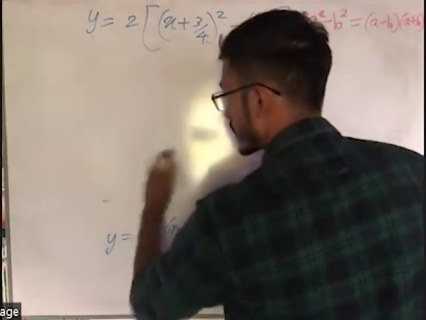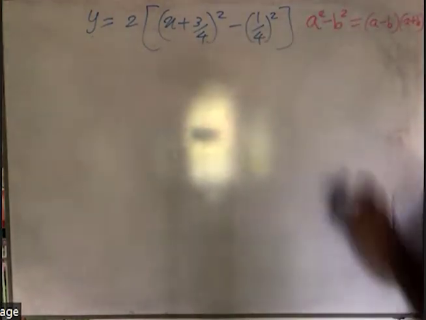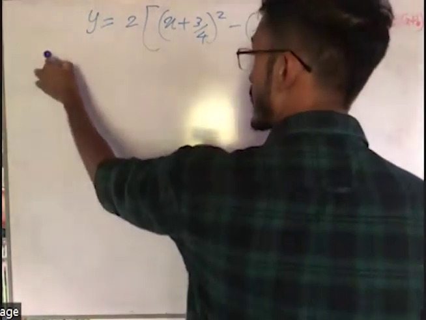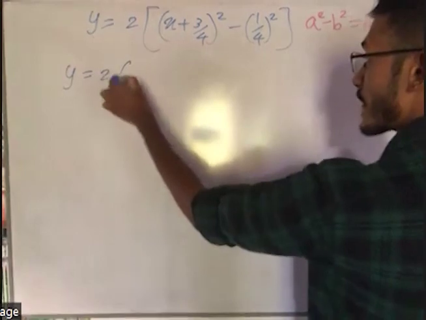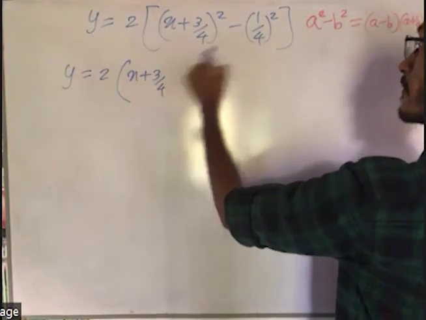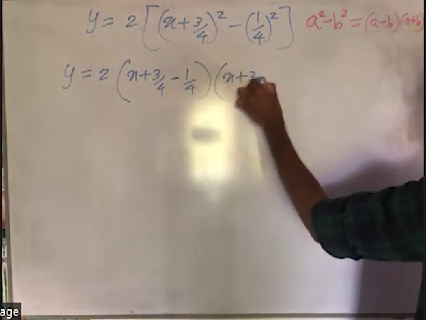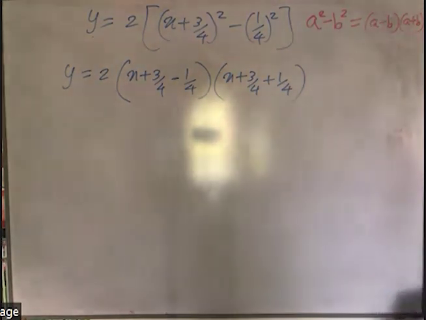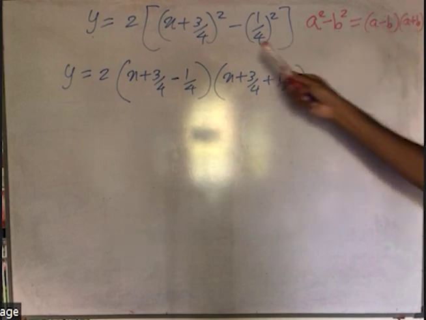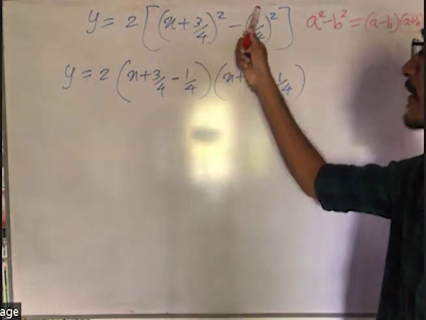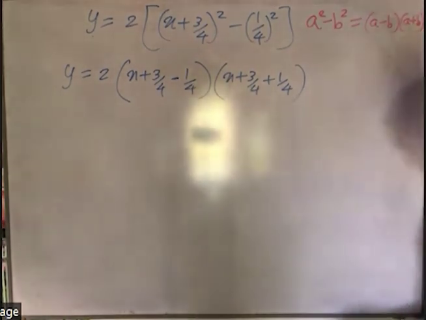Now we can factorize this using this method. So y equal to 2 times first factor (x plus 3 over 4 minus 1 over 4) into second factor (x plus 3 over 4 plus 1 over 4). Here we have a square minus b square. First factor is a minus b, second factor is a plus b. Here x plus 3 over 4 acts as a, and 1 over 4 acts as b.